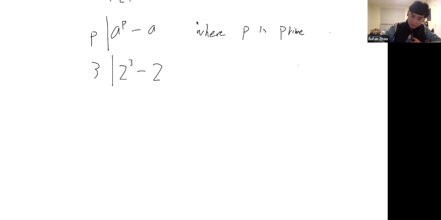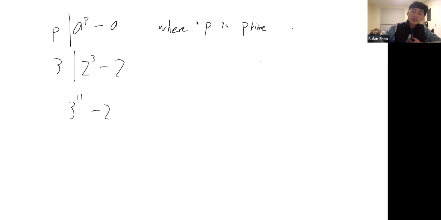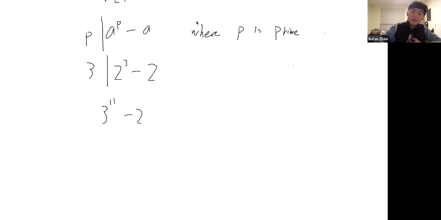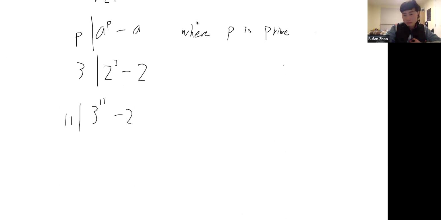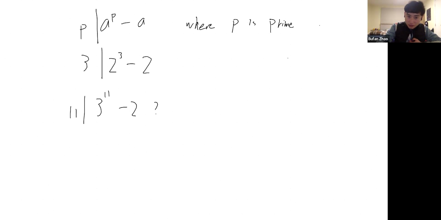So let's solve a slightly easier problem. 3 to the power of 11 minus 2. Is this divisible by 11? Does 11 divide 3 to the power of 11 minus 2? Yes, indeed. If this is 3 to the power of 11 minus 3, it will be divisible. But because it's minus 2, it is not divisible. Very good, Josie. Thank you.